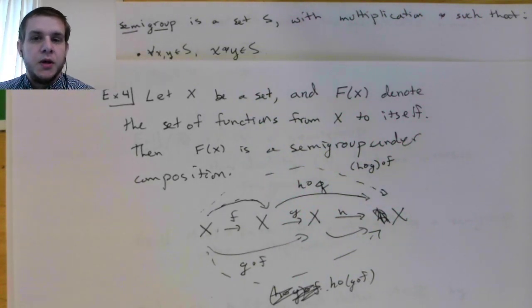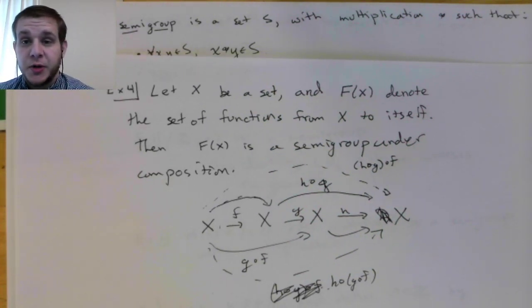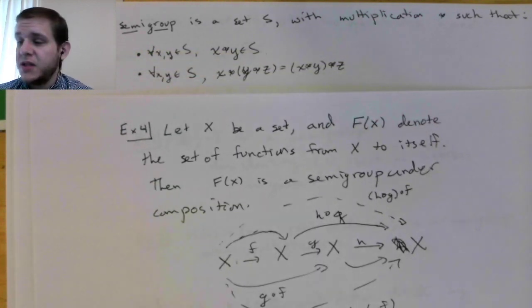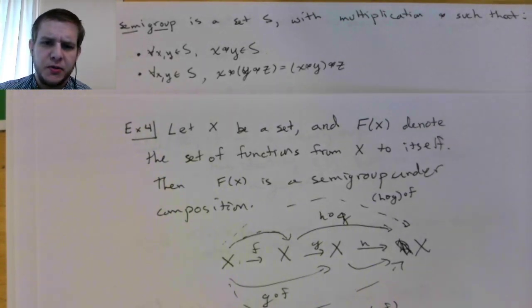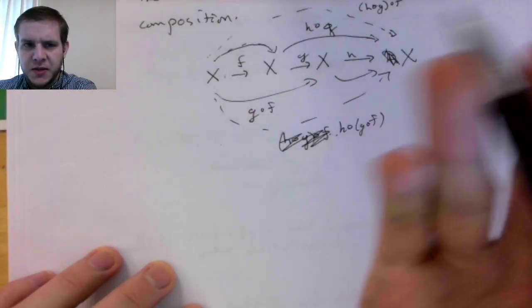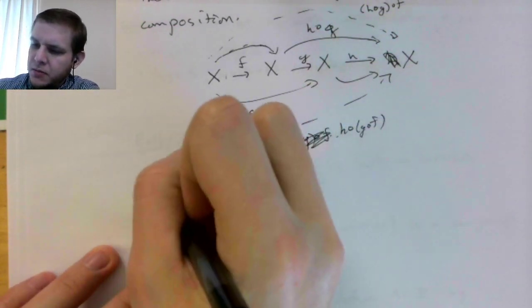for composition. So this thing is a semigroup. Semigroups don't have a lot of the nice properties that groups have. So the biggest thing is about solvability of equations.